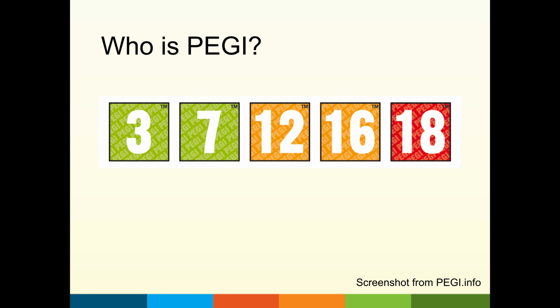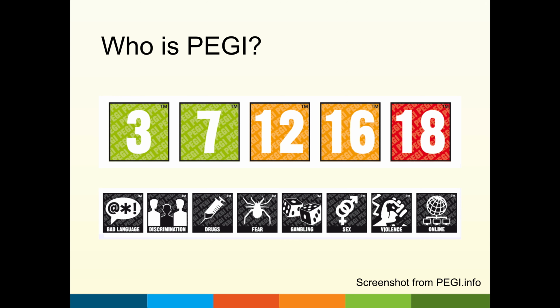Just like the ESRB has content descriptors, PEGI also has content descriptors that they use. These content descriptors are bad language, discrimination, drugs, fear, gambling, sex, violence, and online interactions. You can find more information about the PEGI ratings and their content descriptors at pegi.info.